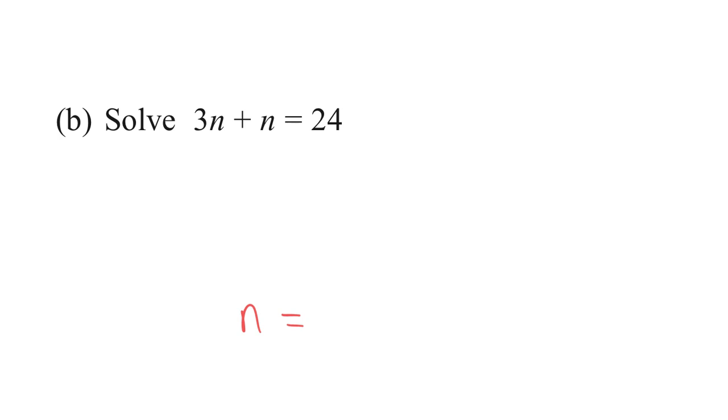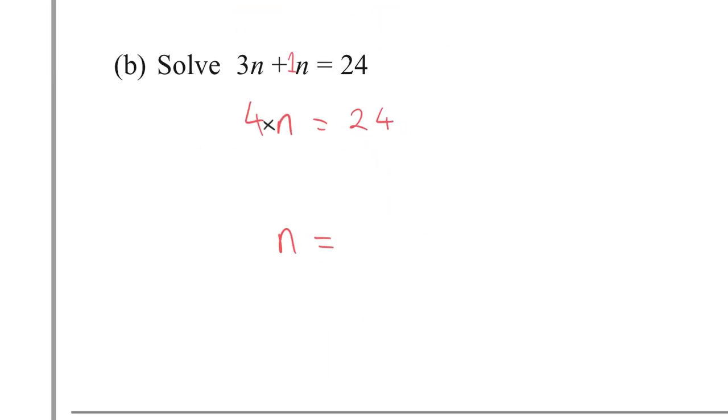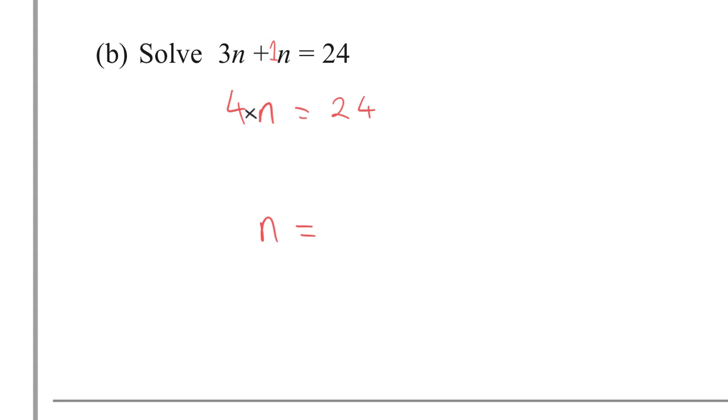But we need to do something called collecting your like terms first. So if you've got a 3n plus, this is a 1n here. I know there's no 1 there, but essentially that's what it means. Okay, 3 plus 1, that's just 4n is equal to 24. Now remember, 4n means 4 times by n. And like last time, we added, because that was the opposite of taking away. We're going to do the opposite of times, which is dividing. So we're going to divide it by 4.